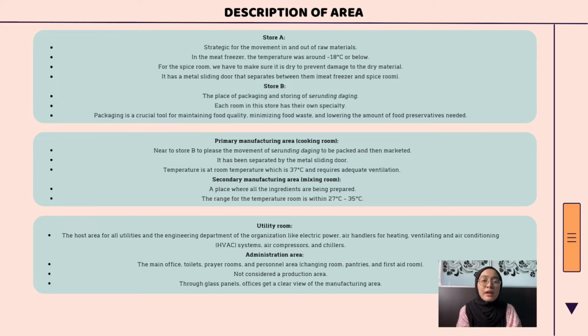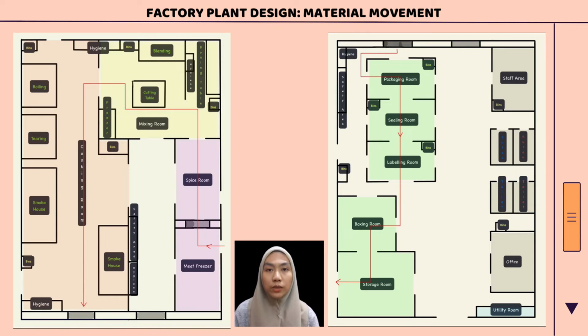manufacturing area. And lastly, the utility room, which is the blue one, is the host area for all utilities and the engineering department of the organization like electric power, air handlers for heating, ventilating, and air conditioning HVAC system, air compressor, and chillers. This slide displays the factory plant's design for moving materials.